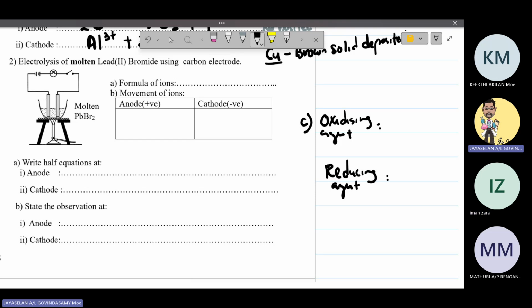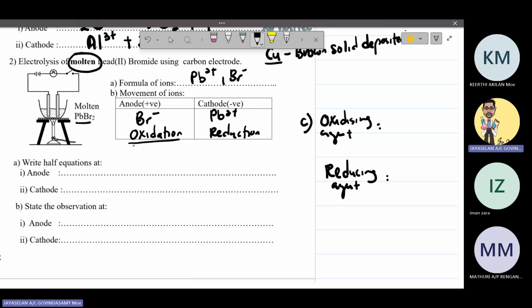Okay, kita buat sama-sama. They use carbon electrode, you know. Mereka guna carbon electrode. So first step, you check the answer. When molten lead(II) bromide, saya tengok formula, saya ambil dua ion saja, Pb2+ and bromide ion. I move the ions to anode and cathode. Anode attracts what ion? Bromide ion, negative ion, undergoes what reaction? Oxidation. Cathode attracts what ion? Pb2+. It undergoes reduction.